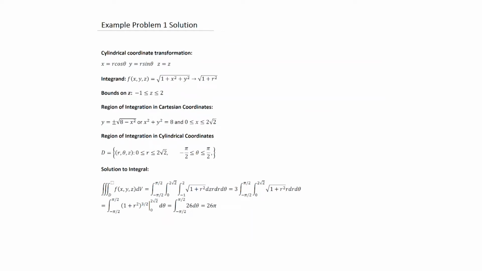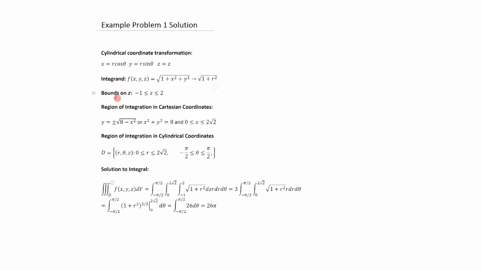All right, so we're going to now solve this problem in cylindrical coordinates. So first, let's make use of the coordinate transformation. Here it is: x equals r cos theta, y equals r sine theta, z equals z. And the integrand is just 1 plus x squared plus y squared. So to convert this into cylindrical coordinates, we substitute those in here, and we end up with r squared cos squared theta plus r squared sine squared theta, which is nothing more than r squared. So this is now the function in terms of cylindrical coordinates.